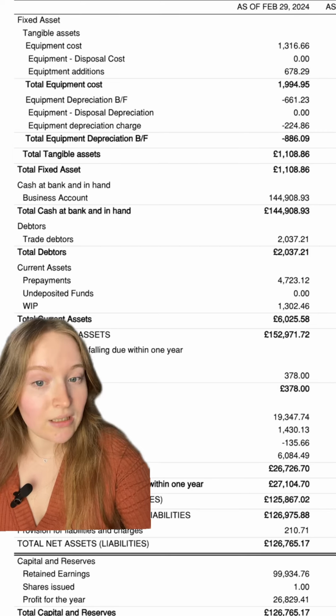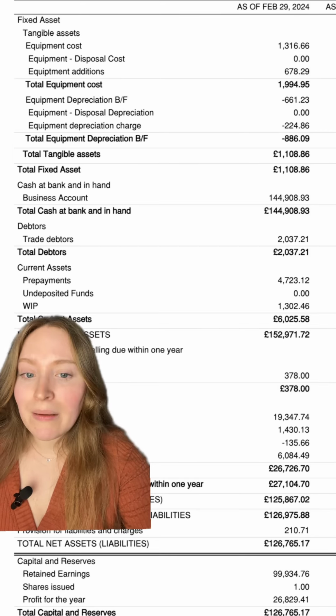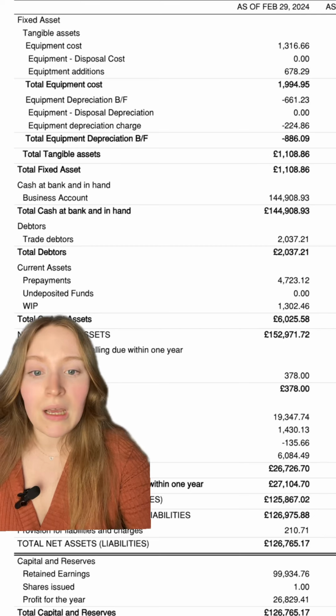If this figure is negative, it means that your company may be insolvent, which means it owes more than it owns. And that is the balance sheet in a nutshell.